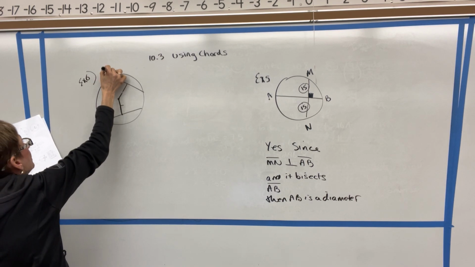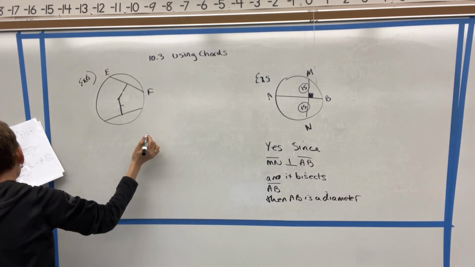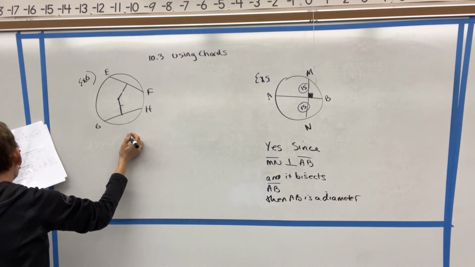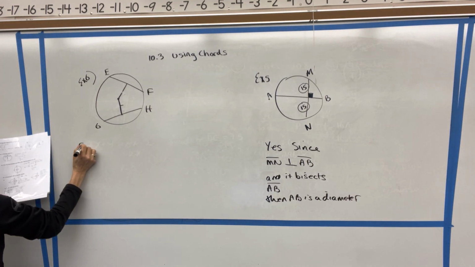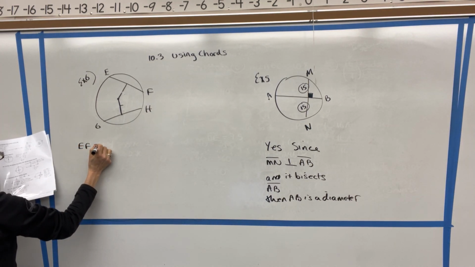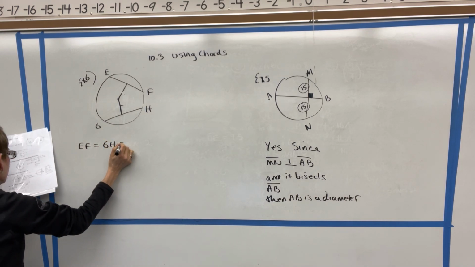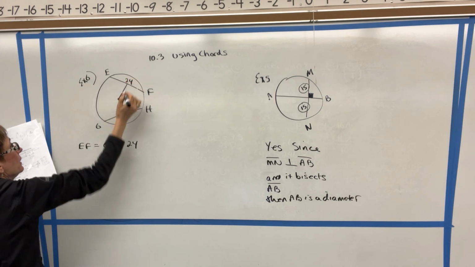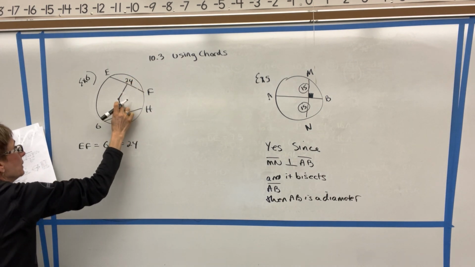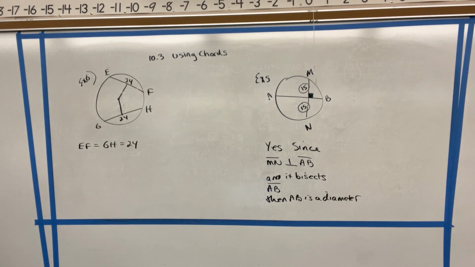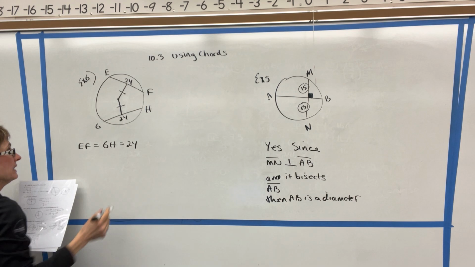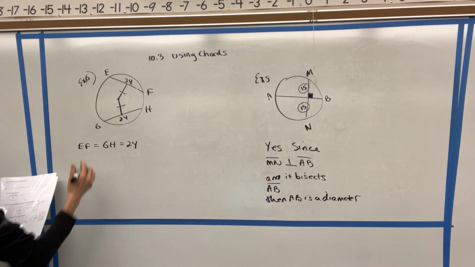In this particular example, the first chord is going to be EF and the second one is going to be GH. And they're going to tell us for the directions that EF is equal to GH is equal to 24. So in other words, this chord is 24 and that chord is 24. We know from the converse of the theorem that we just did that because these chords are congruent, they must be the same distance from the center.